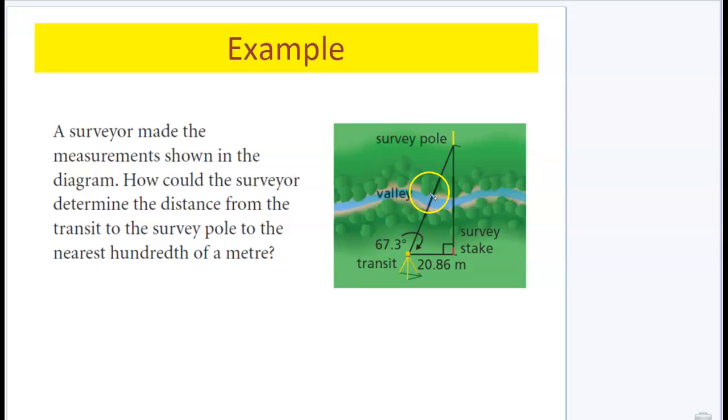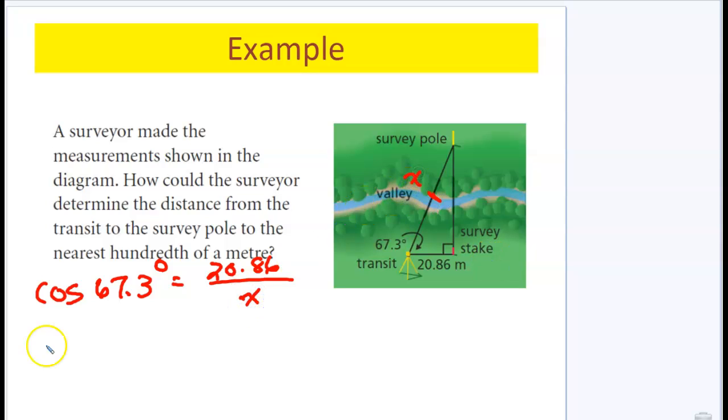So the transit to the survey pole, we are looking for this distance right here, and we have a right triangle. We know our angle is 67.3 degrees. The adjacent side is 20.86. We're looking for the hypotenuse, so we're going to use the cosine of 67.3 degrees is 20.86 divided by, we'll call that just side x. So again, multiplying both sides by x, I get x times the cos of 67.3 degrees equals 20.86.